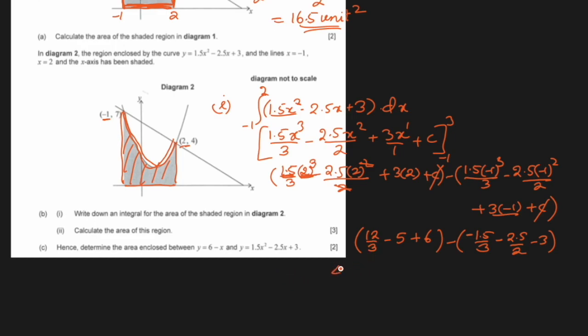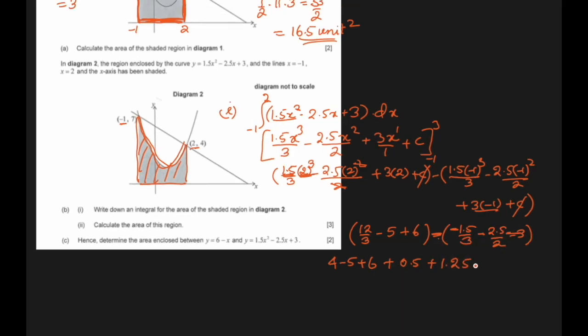12 over 3 is 4 minus 5 plus 6. This negative and this negative becomes positive. 1.5 divided by 3 is 0.5. This negative and this negative again positive. 2.5 divided by 2 is 1.25, plus 3.